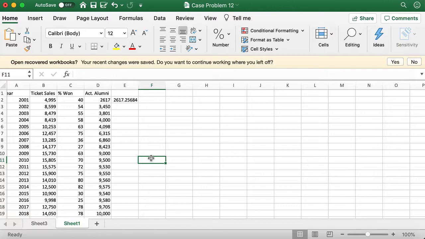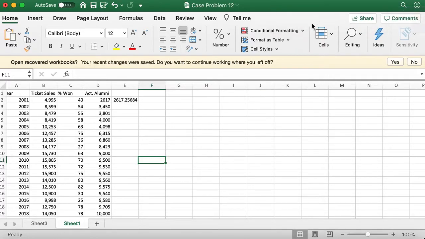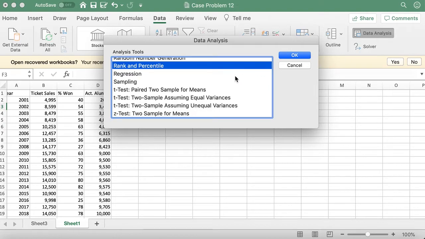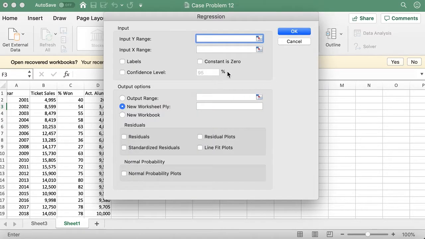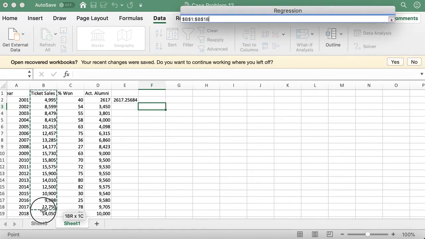Now, for us to be able to do this, I had you do 3 separate regressions. One, a simple regression for active alumni relating to ticket sales; another, percentage of games won relating to ticket sales; and then a multiple regression which included both active alumni and the percentage of games won in relation to ticket sales. It's very simple to do this in Excel, and that's why I'm going to make this very easy for you. I'm going to do all the results for us because it'll make life easier, and we'll go through that much quicker.